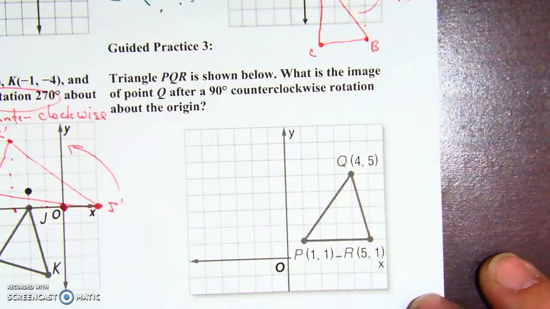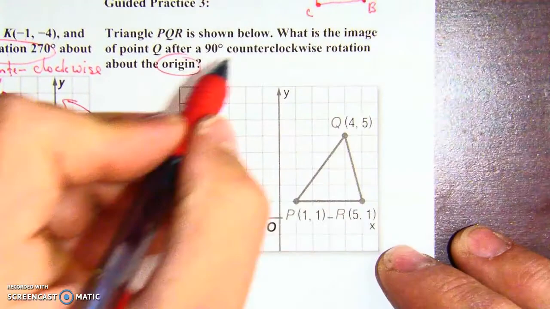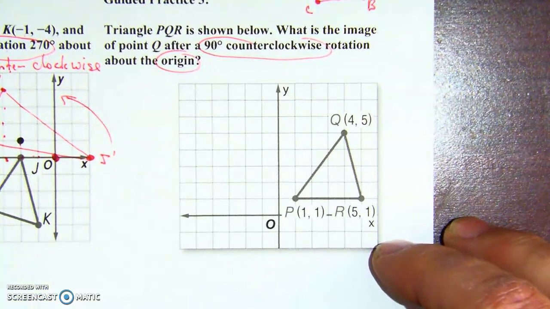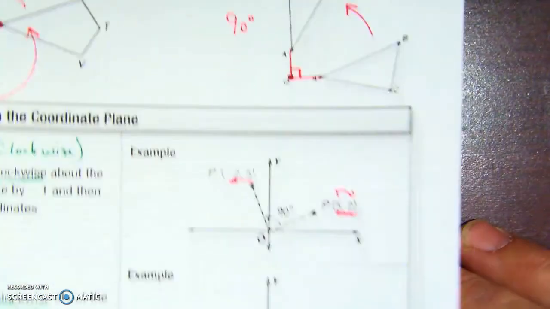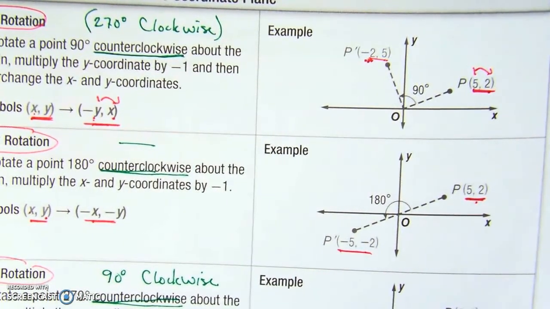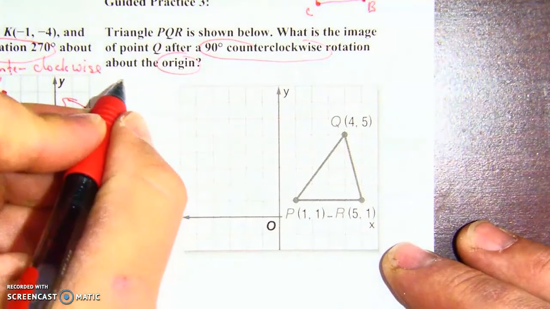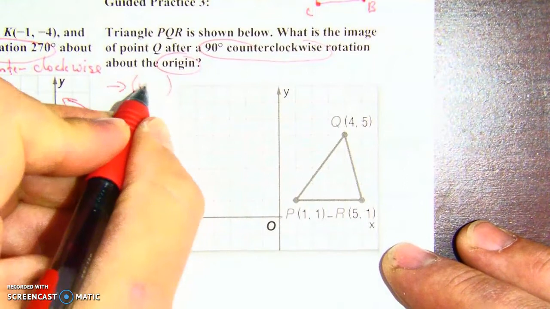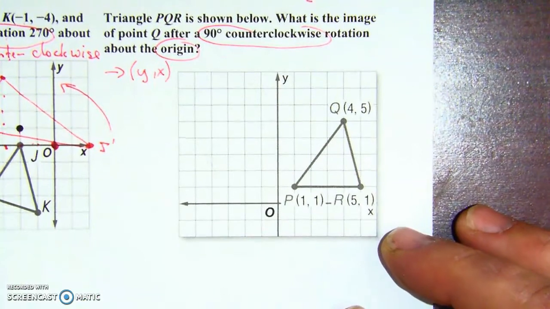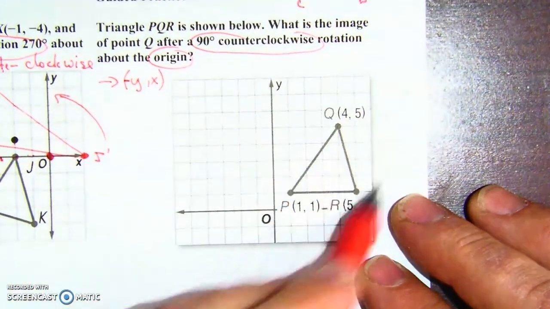Okay, now this one does say that we're going about the origin. So this one should look a little bit better. And we're also going 90 degrees counterclockwise. So what is our rule for 90 degrees counterclockwise? Let's look back up at our rules again. Again, same scenario. X and Y switch spots, but the Y now changes to its opposite. So let's write that rule in here. So we want to change to Y and X. And now I believe, what did I say was that changed? Y changes to its opposite. Okay, there we go.